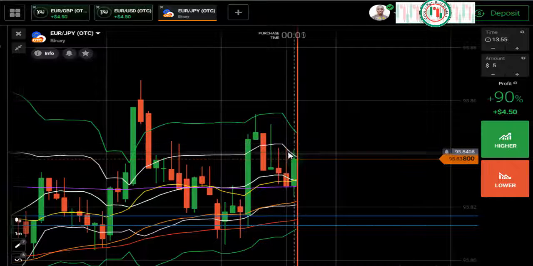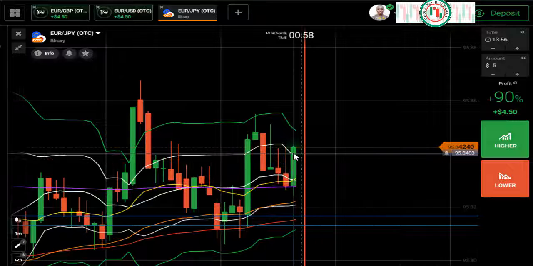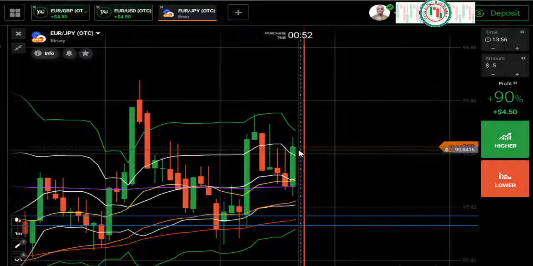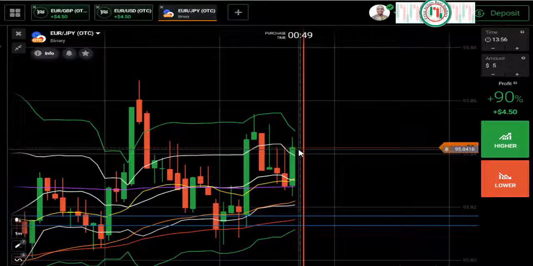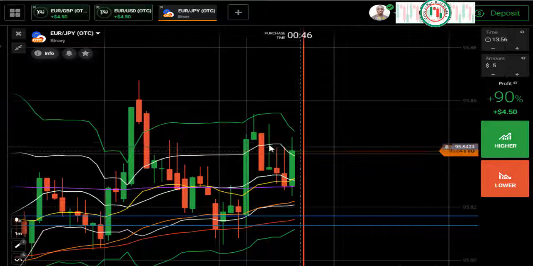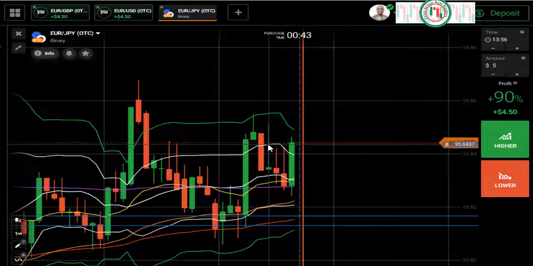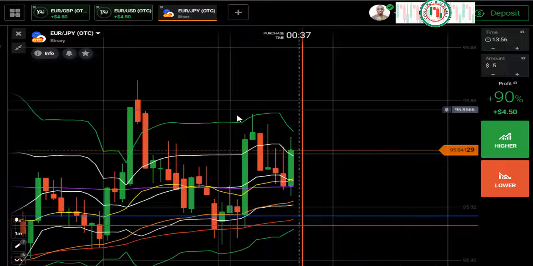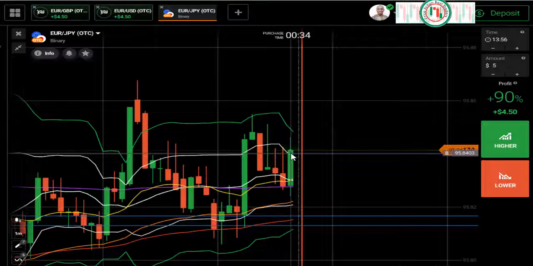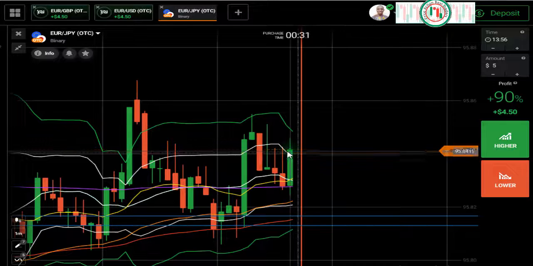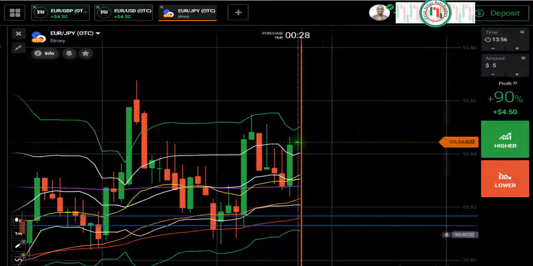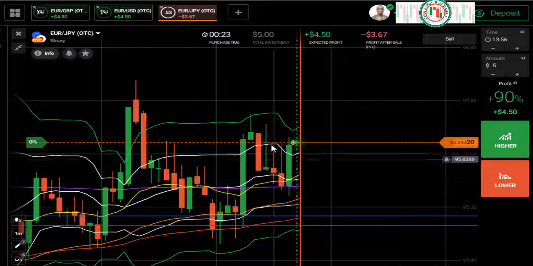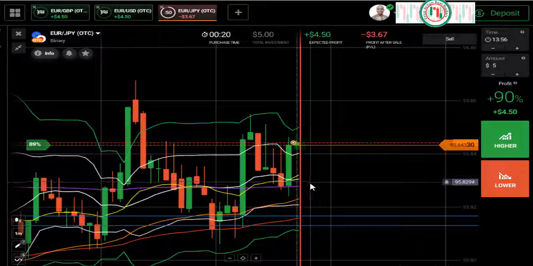Yes, market can reverse from this. You see rejection. So market may reverse here from this Bollinger. First reversal at 2 deviation, second reversal at 1 deviation. So I'll place put option. I know market will reverse from this level. That's why I place my trade put option.